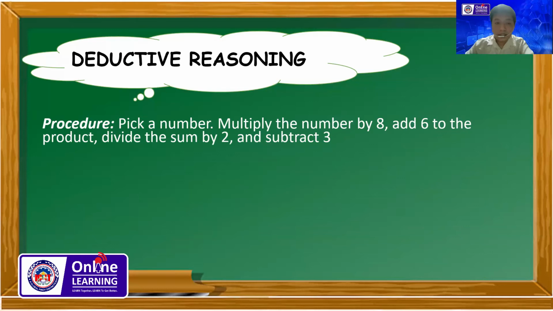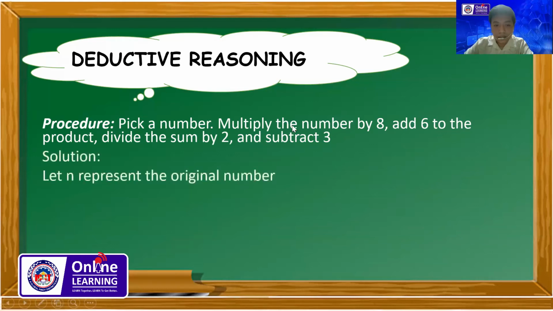Now, for this procedure, we will come up with this solution. First, we let n be the representation of the original number. Again, we let n be the representation for the original number. Then we come up with the first procedure. After picking a number, multiply the number by 8. So again, n is our original number, and then we multiply it by 8.